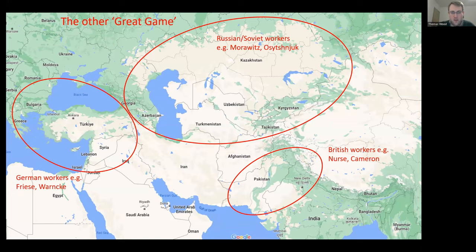where in Turkey, you had study that was largely led by German speakers, Friese and Warncke. In Central Asia, you usually had studies that were led by Russian or Soviet workers. And then in India and Pakistan, you had study that was largely driven by British workers. And of course, you had Cockerell, who went all over the place and unhelpfully described confusing names from all of these regions. And of course, nobody really worked on Iran or Afghanistan. So we have three essentially different cultural schemes producing names and not really consulting each other's works properly.